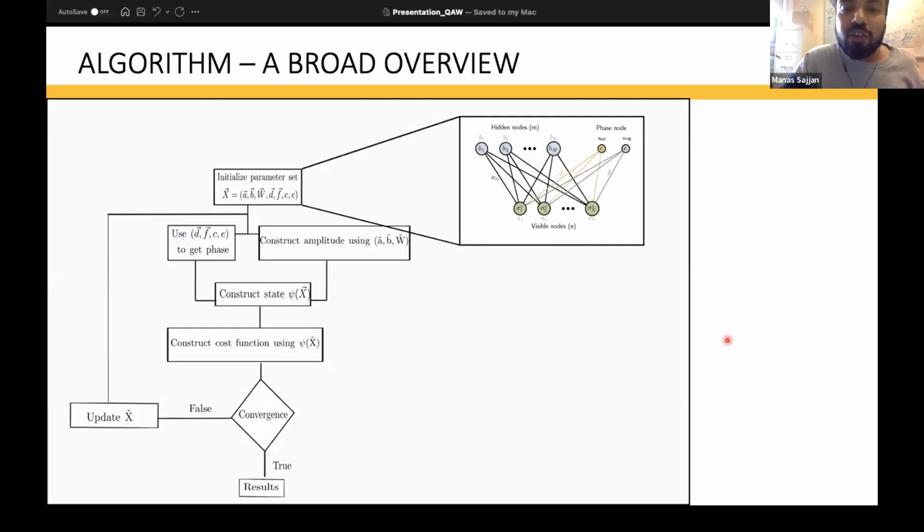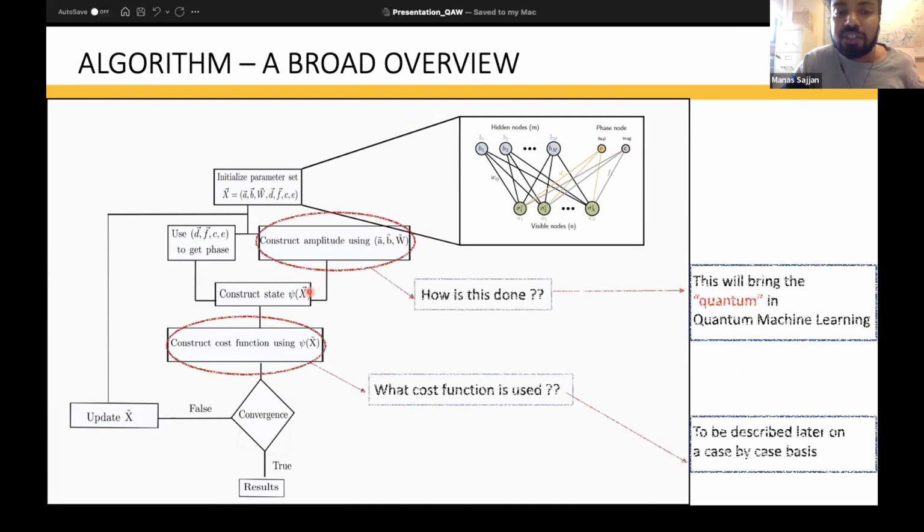So the broad overview of the algorithm is this: we'll initialize the parameters randomly, then construct the amplitude by using the RBM part of the distribution, and construct the phase by using these two neurons. That allows us a state preparation procedure, and then using the state, we can construct a cost function and check for its convergence or update the parameters by using any gradient-based methods.